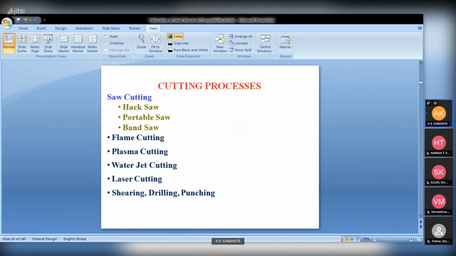Now cutting, as we are telling about, these are the cutting procedures available: saw cutting, flame cutting, plasma cutting, water jet cutting, laser cutting. So these are the cutting procedures. Now we will opt for flame cutting or plasma cutting. Flame cutting is very common. Plasma cutting and water jet cutting, if we want to employ, then the standard of the cutting process will be very precise.